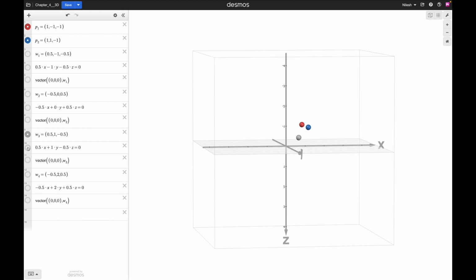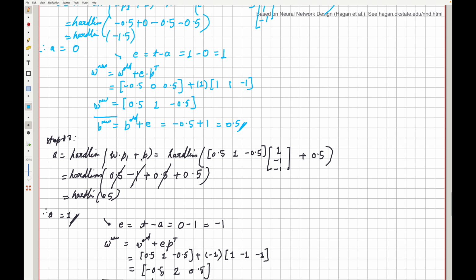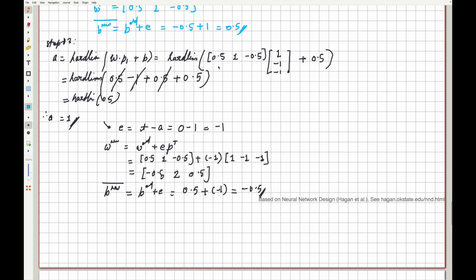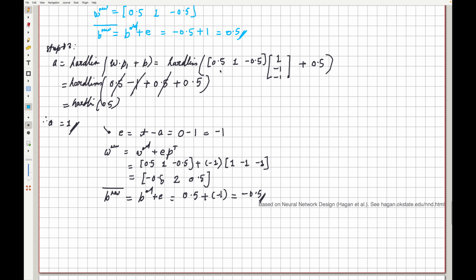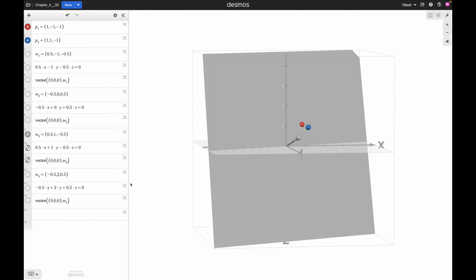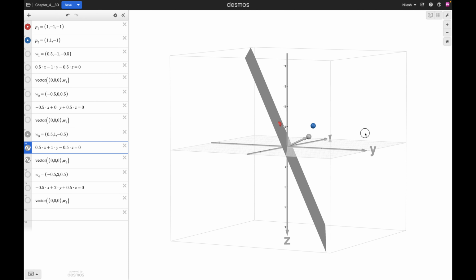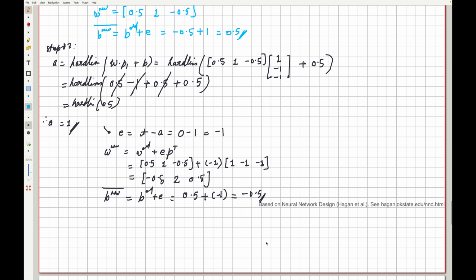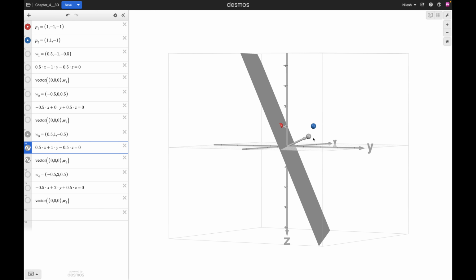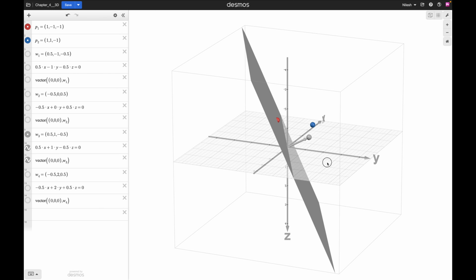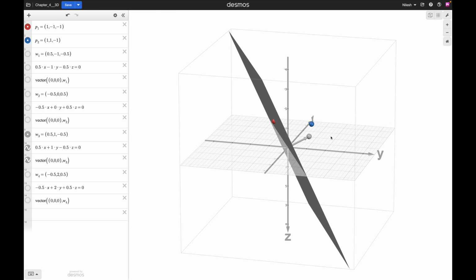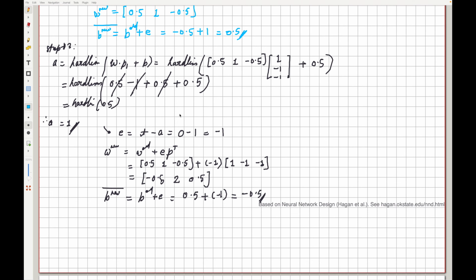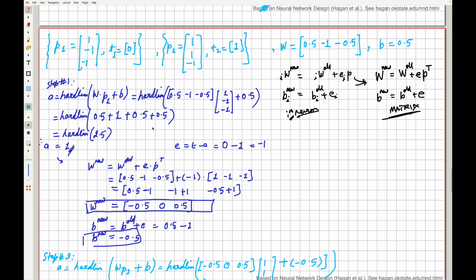Then we move to the next case where we updated the w, and this time the updated w was 0.5, 1, -0.5. That got us this decision boundary, or the hyperplane, where we said that p1 was incorrectly classified as 1. So p1 in this case is the blue dot. It is on the side of the weight vector which is classified as class 1, where in fact we said that p1 had a target class of 0.